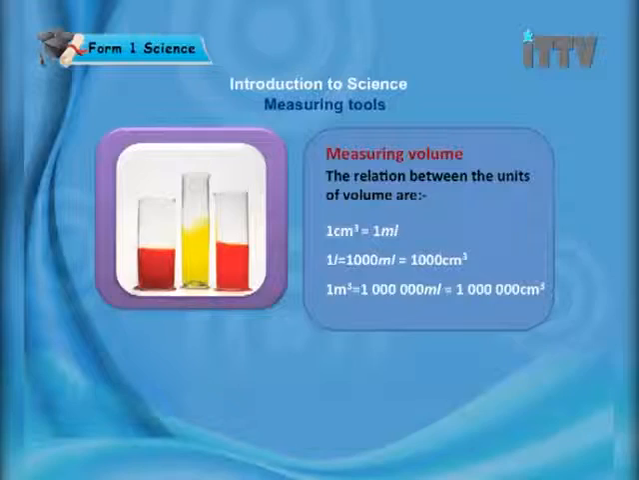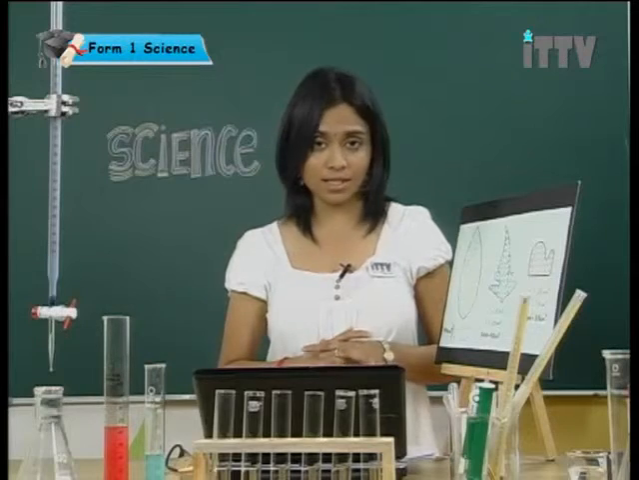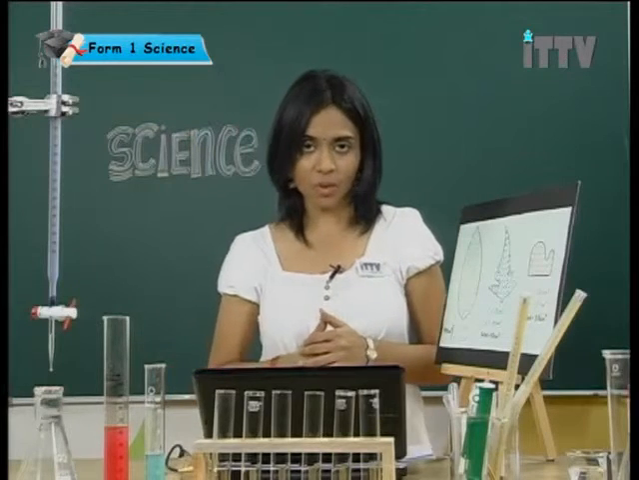Let's see further. The relationship between the units of volume are: 1 cubic centimeter is equivalent to 1 milliliter. 1 liter is equivalent to 1000 milliliter, which is equivalent to 1000 cubic centimeter. 1 cubic meter is equivalent to 1 million milliliter, which is further equivalent to 1 million cubic centimeter. So this is actually the unit of conversion. The important thing you have to remember here is 1 cubic centimeter is equivalent to 1 milliliter. The rest you can figure them out.